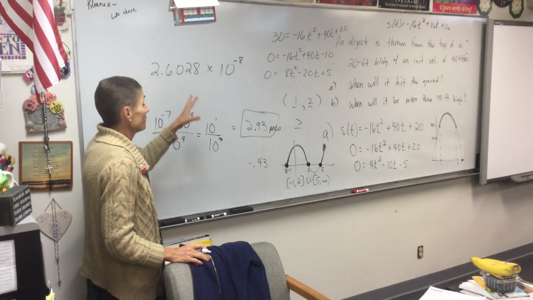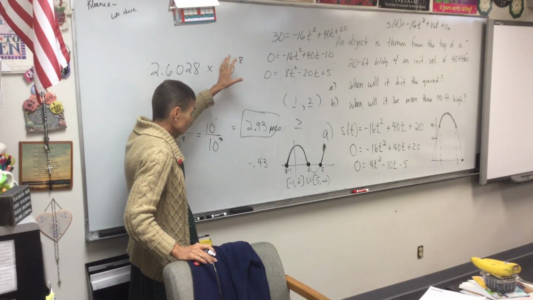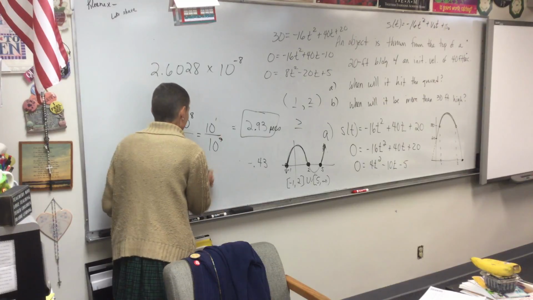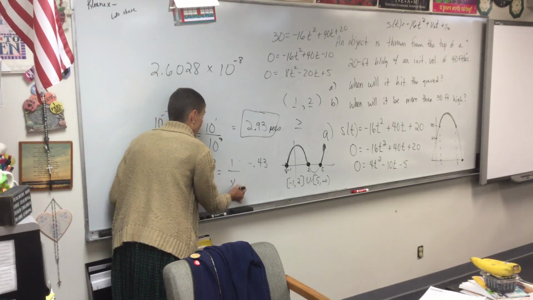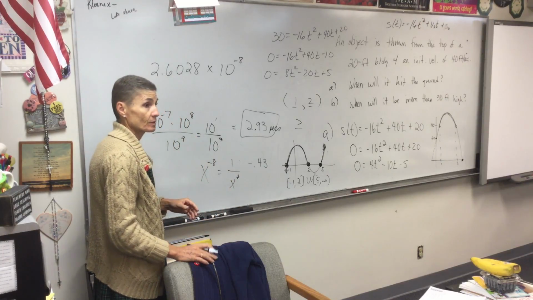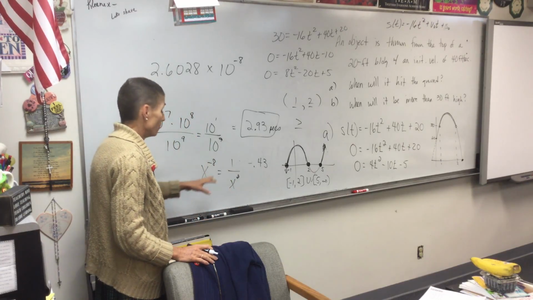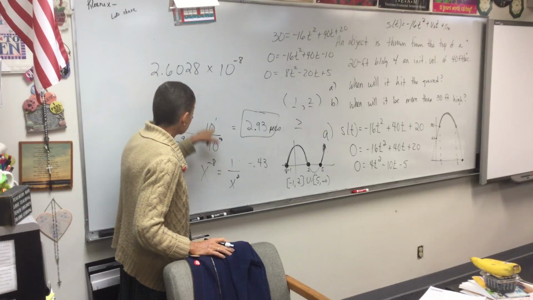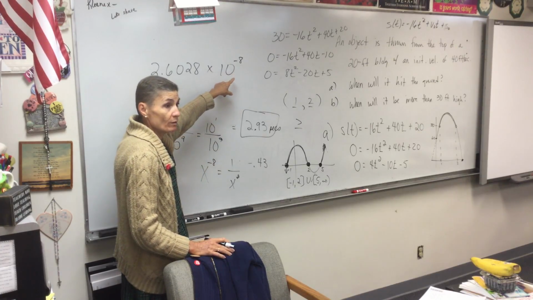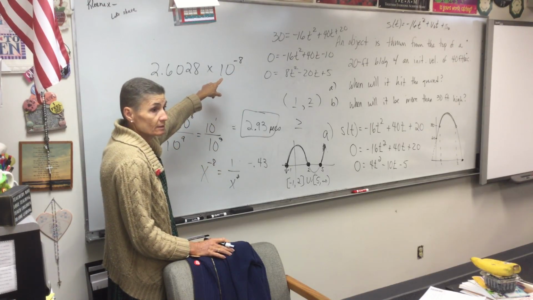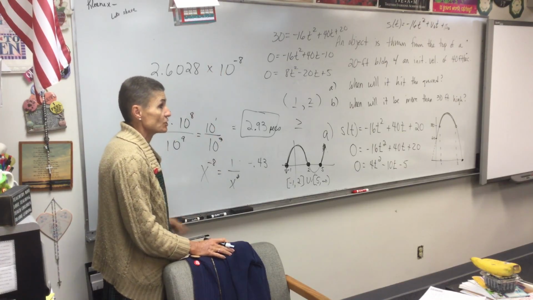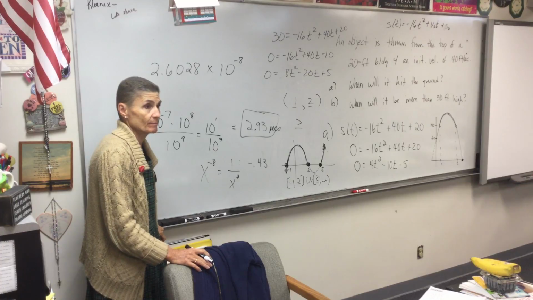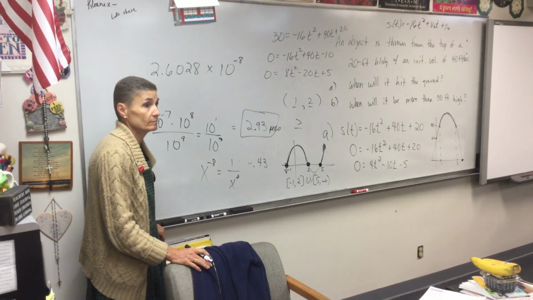Now, normally we wouldn't want to have something to the negative 8. Like if we had x to the negative 8, we wouldn't want that. We would rewrite it as 1 over x to the 8th, right? But since this is scientific notation, we don't have any choice. We're going to leave it 10 to the negative 8th because scientific notation needs negative exponents. So that's all there is to it.